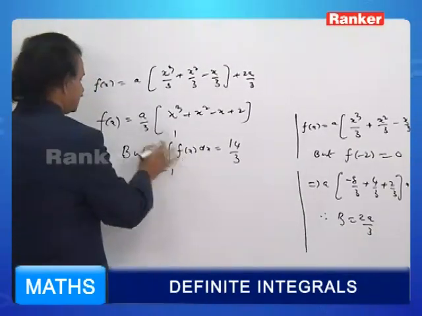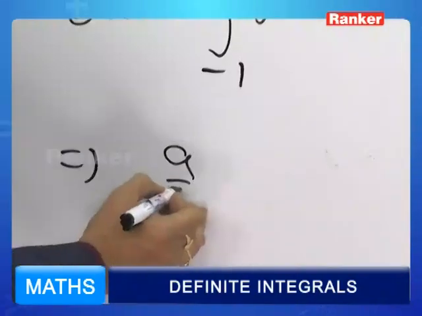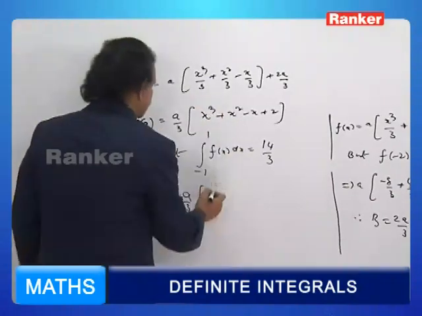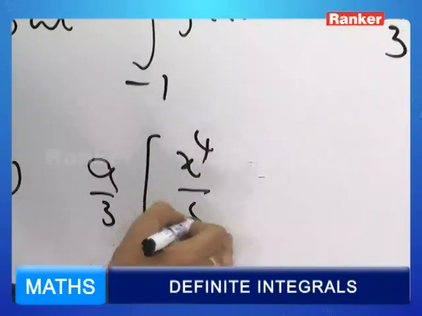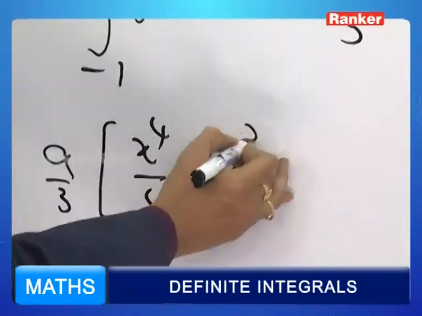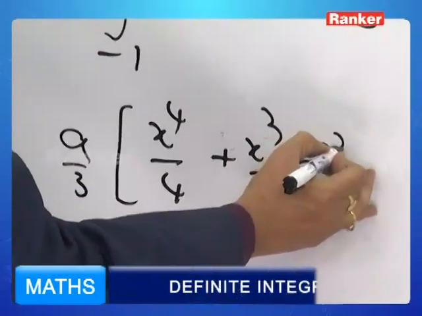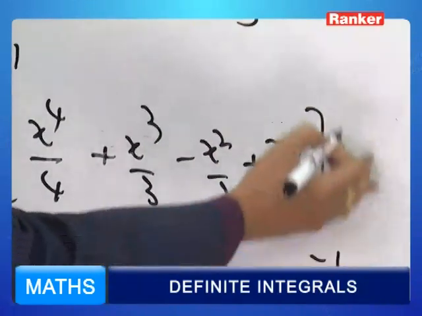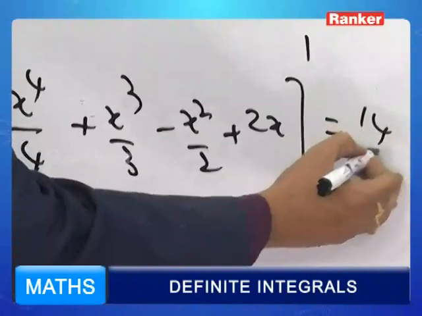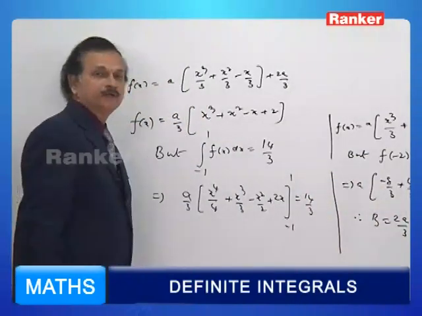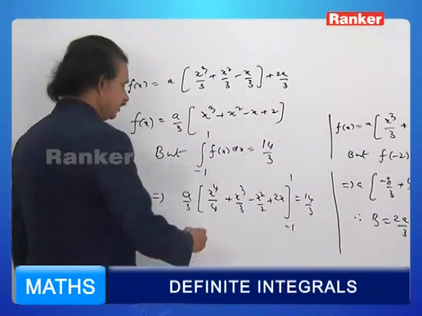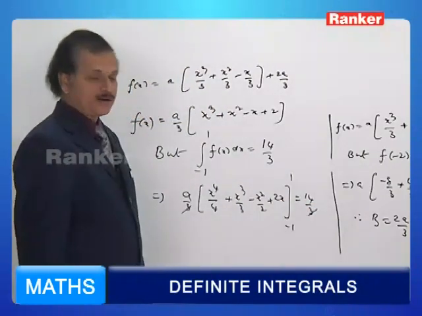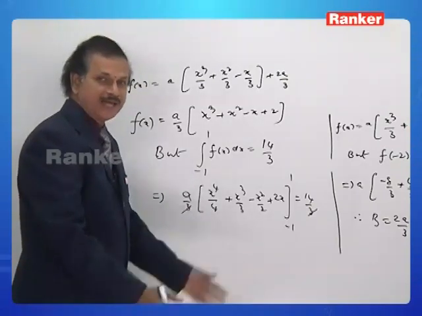It implies, what is the integral of this? A by 3 into the integral of f of x. X cube gives x power 4 by 4, x cube by 3, x square by 2, plus 2x, between the limits minus 1 to 1 is equal to 14 by 3. You can cancel 3 and 3. Now we are ready to have the value of small a.